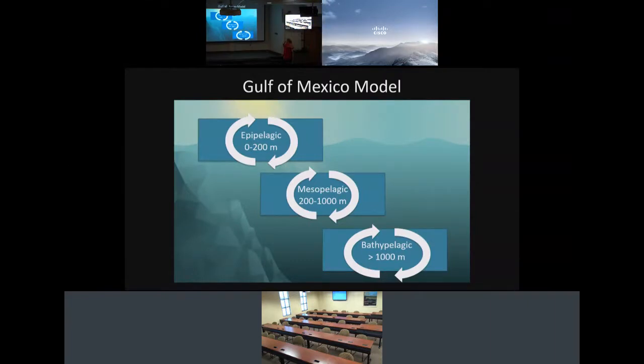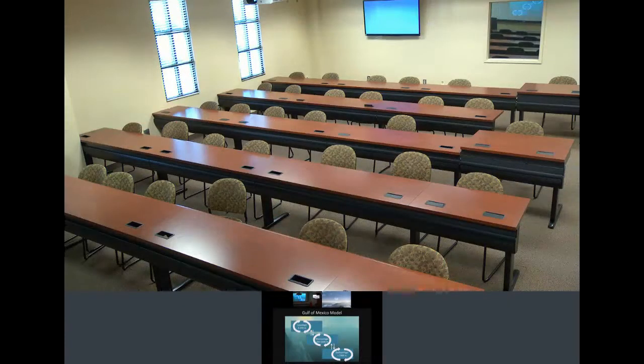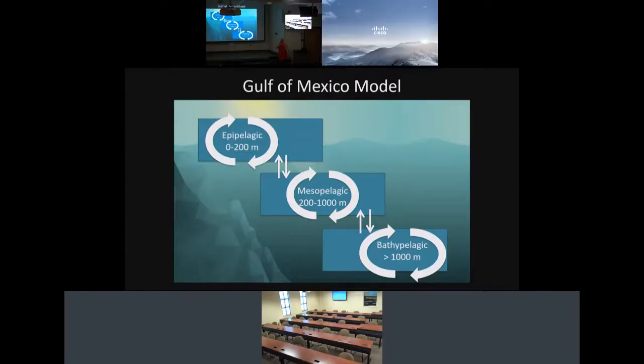Okay, so again, we have our three subdomains. And our goal is to basically develop a model where we can pass energy from one domain to the other through a vertical structure here. Because animals, as you well know, are often making large vertical migrations between these domains. So they're not just remaining in one. So we need to have an understanding of how energy is moving back and forth vertically in the water column.